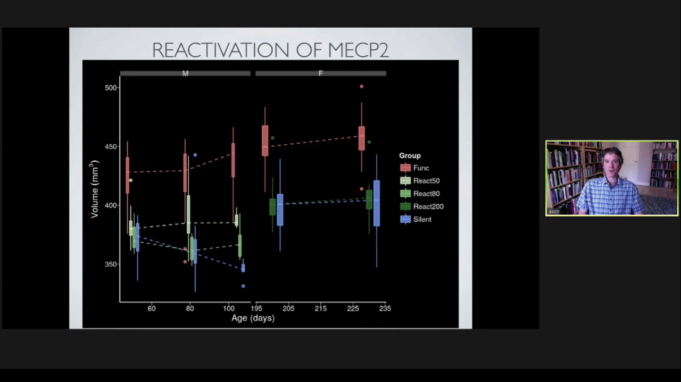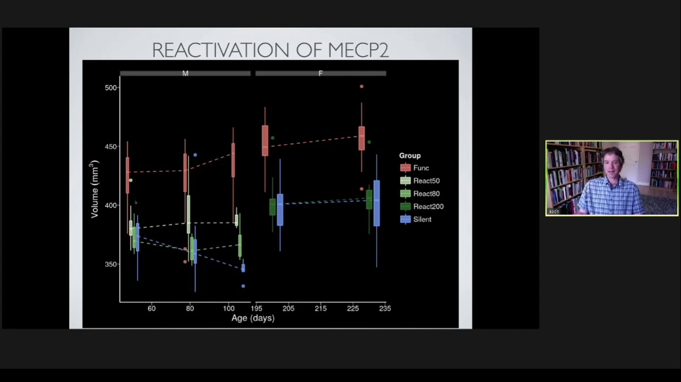So I'll just show the overall brain volume deficits in this particular effect here from the MECP2 rescue study. So in red, you have the functional mice. So these were always MECP2 fully expressed, always normal wild-type litter controls. And then in blue, you have the completely silent mice. So these are MECP2 silent throughout. And in green, you have different timings of rescue.